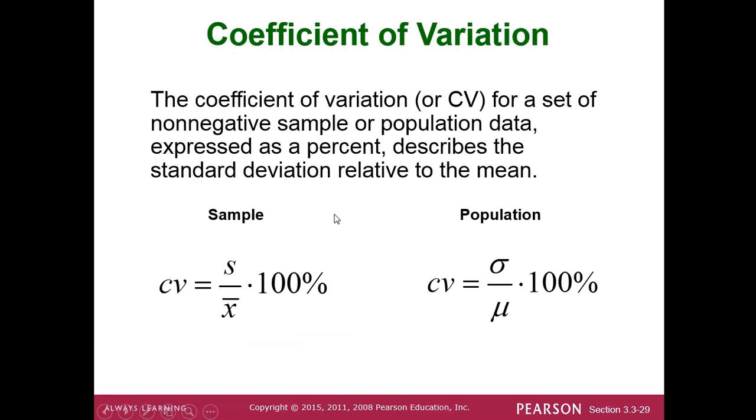We alluded to this earlier, the coefficient of variation. The coefficient of variation is found by taking the standard deviation divided by your sample mean or your population mean and multiplying by 100%. It basically describes the standard deviation relative to the mean.